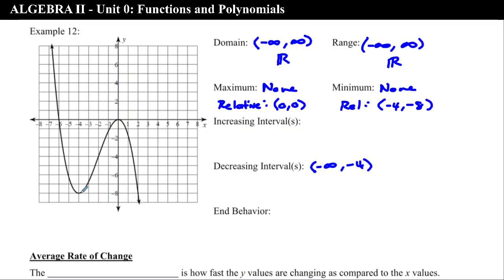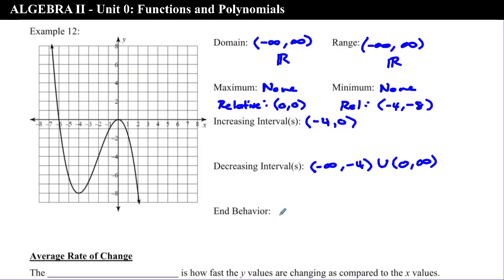Then we pick up from negative 4. We're increasing until we get to the origin, or (0, 0). So our increasing interval would be from negative 4 to 0. And then finally, from 0 on to positive infinity, because we go infinitely to the right, we are decreasing again. And that concludes our increasing and decreasing intervals.